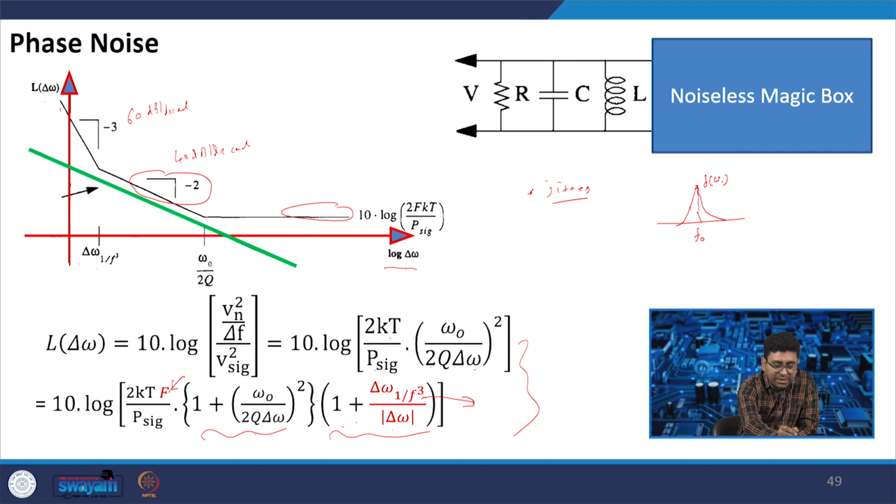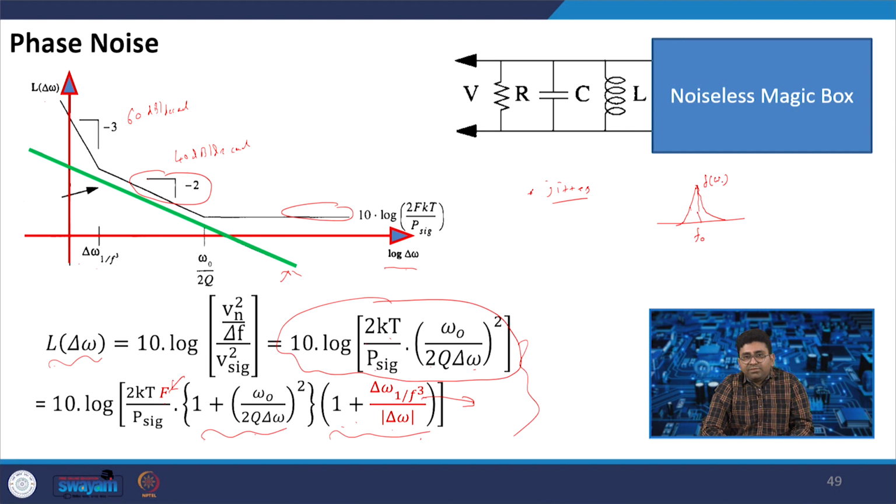and this f is an empirical parameter which is added in order to satisfy this. Otherwise, this green curve, whatever we have found out, is representing this green curve. So, in order to have this slope, this additional term has been added, and this empirical term f has been added, so that you will get the phase noise model which is as accurate as we are getting in measurement. So, this is how the Leeson's model has been developed, and it is capturing all the components of the phase noise.